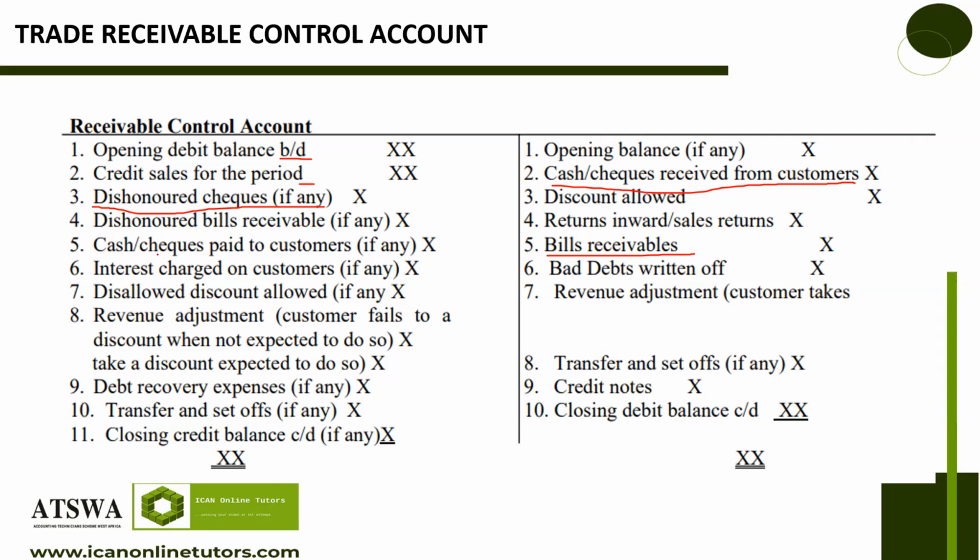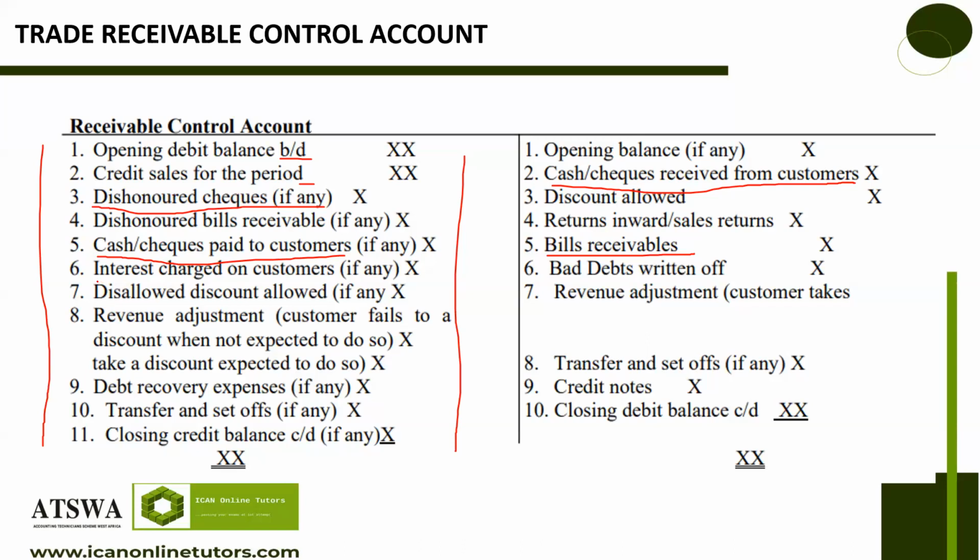If you pay cash to customers, it will be on this side. If you receive cash from customers, it will be on this side, because if you receive cash, it's reducing this effect. But if you pay cash to these same receivables, it will increase the amount that they are owing you. So if you look at all these items on the debit side, they are items that increase the receivable amount.